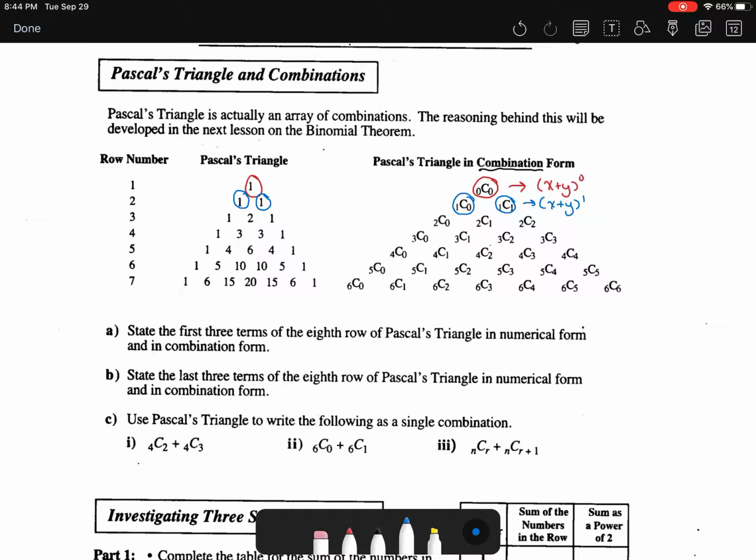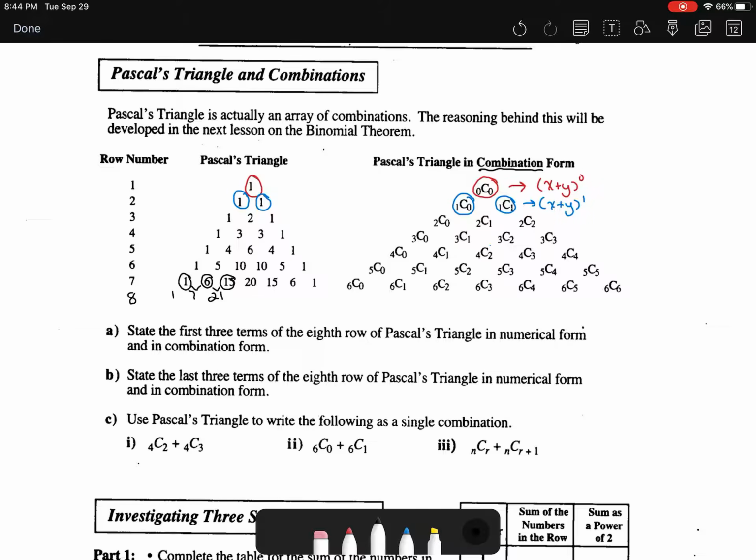So what they asked me to do now is state the first 3 terms in the 8th row. Okay, so they've done the first 7. Here's row 8. I'm filling that in. The first 3 terms would be a 1, a 7, and 21. Again, that 7, for example, comes from adding 1 and 6, doesn't it? Okay, and the 6 and the 15 give me that 21.